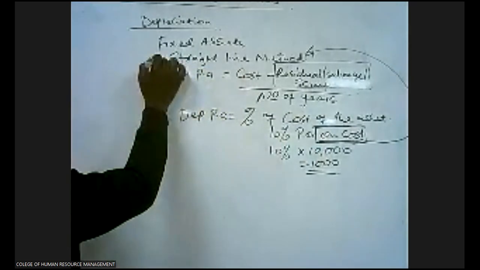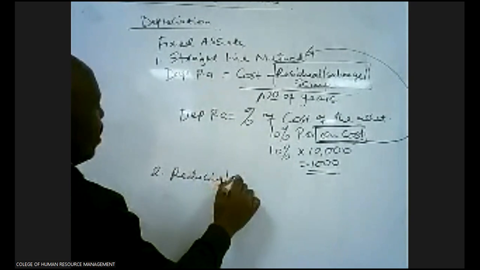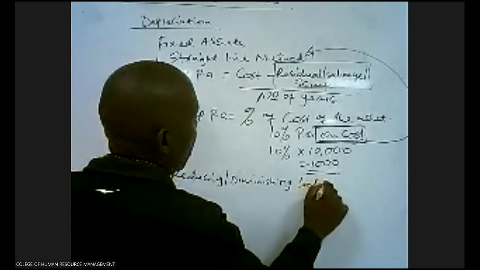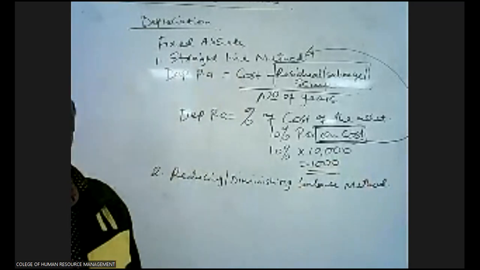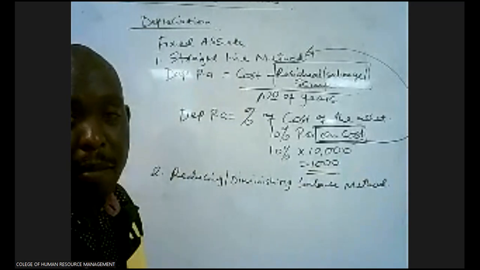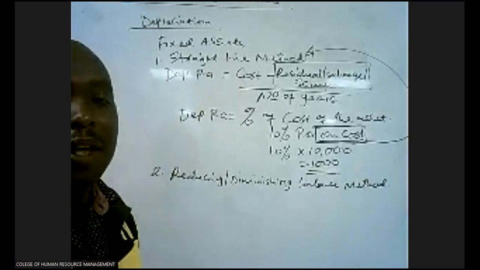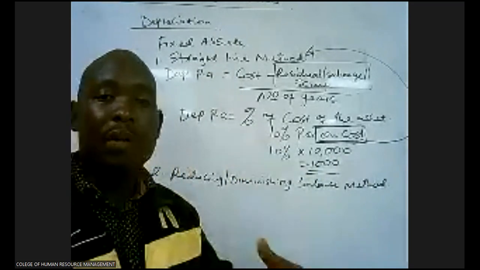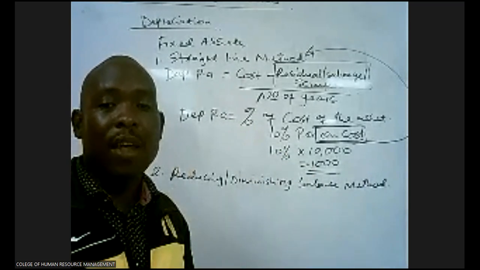Method number two, this is method number one. Method number two is what we call reducing, also known as the diminishing balance method. In this method, depreciation per annum is not constant. Remember, under the straight line, the depreciation per annum is constant. But under the reducing balance method, the depreciation amount keeps reducing from the first year to the last year of the useful life of the asset.